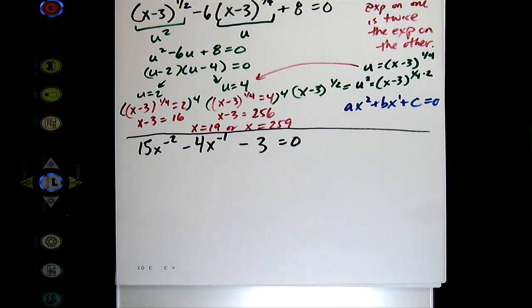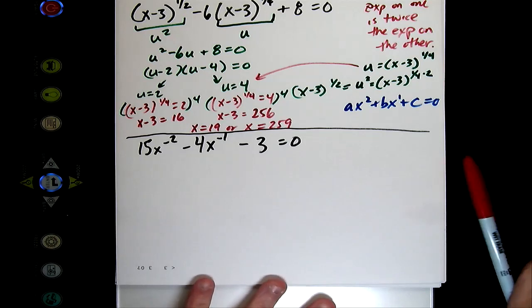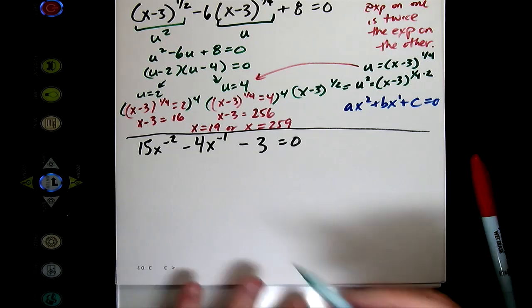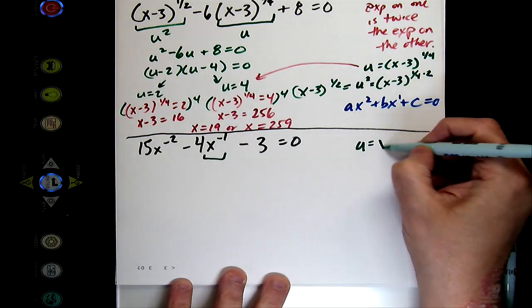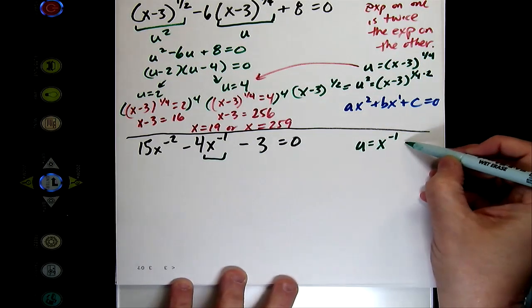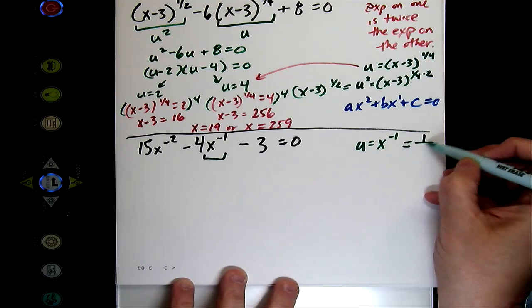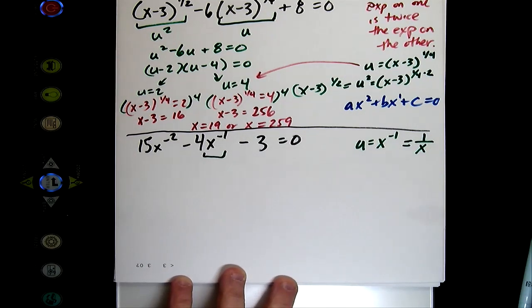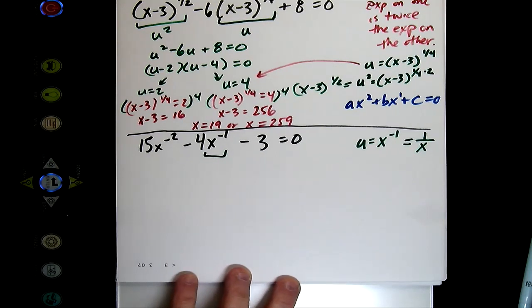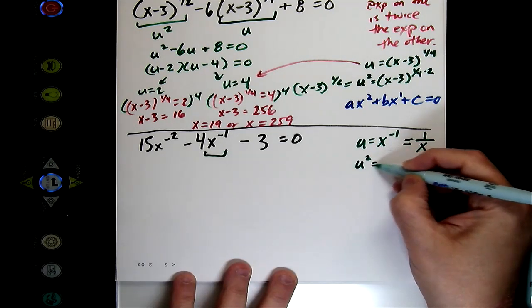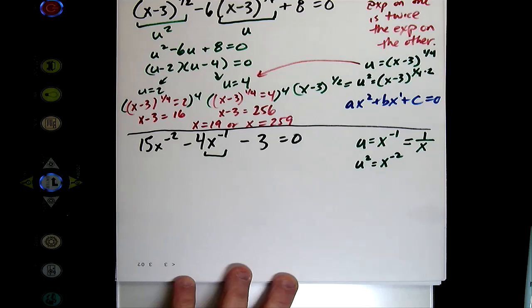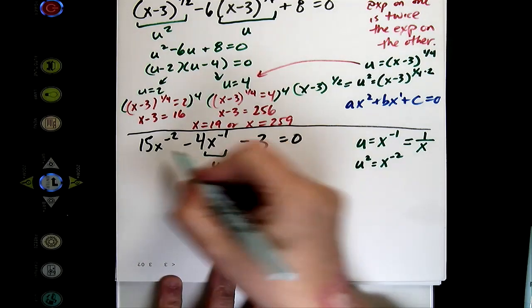We want to set u equal to the one that has the exponent that isn't doubled. So in this case, u equals x to the 1st power. And I think for later on when I use it, I'm going to write that as 1 over x because I think it might be a little bit easier to see what we're doing later on if we have it that way. If I square both sides here, though, I get u squared equals x to the negative 2. So that's my u and that's my u squared.